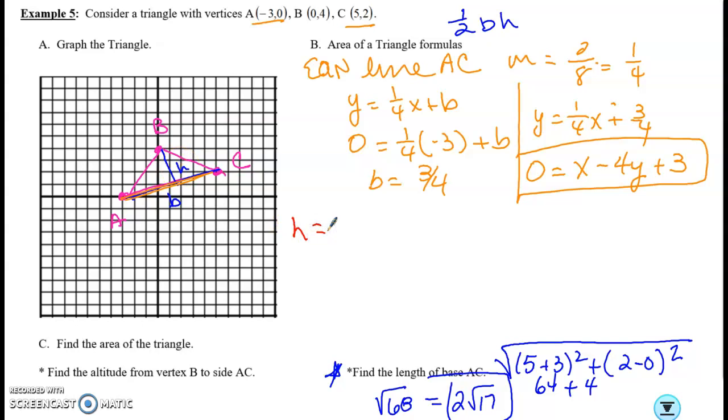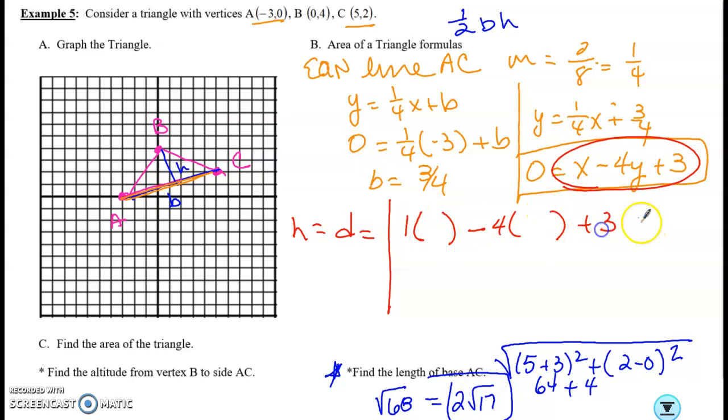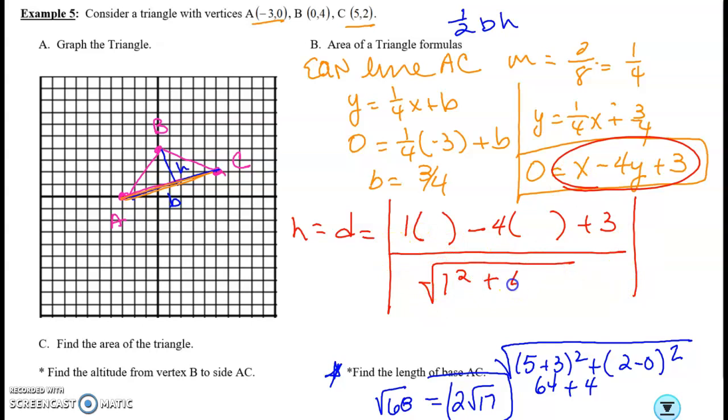So we're going to use our distance formula that we just learned. We're going to take this equation, 1x minus 4y plus 3. We're going to divide it by the square root of a squared plus b squared. And we're going to put in this point B into x and y. So on top, I should get 13, and on the bottom, I should get the square root of 17. And I know you're probably eager to rationalize that, but don't. Because once you put it back into this formula to find the area, it's all going to work out for you.